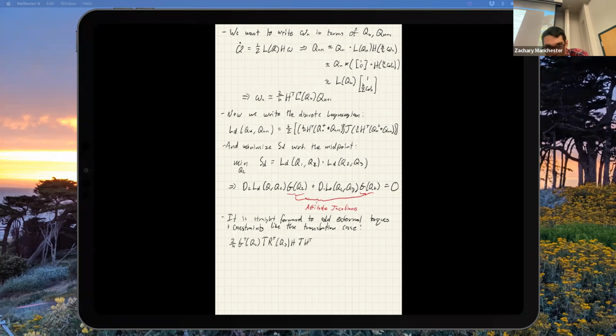This looks pretty gross. But again, not actually. Oh, you know what I just realized? I overloaded L. I've got like Lagrangian and left multiply. That's super annoying. Apologies. Hopefully you can tell.